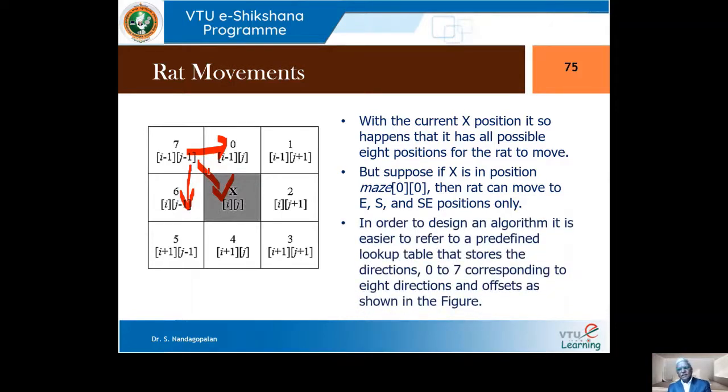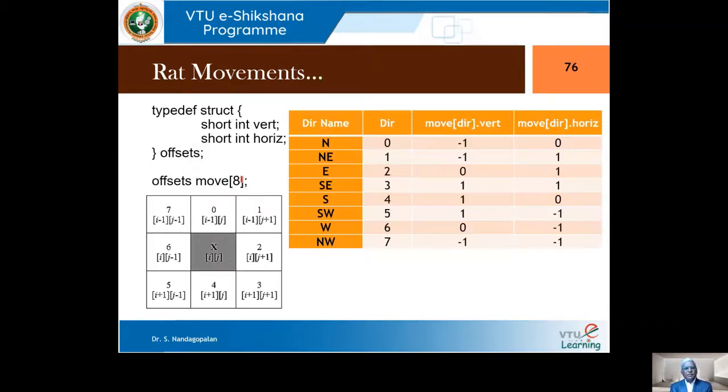In order to design an algorithm, it is easier to refer to a predefined lookup table, because now we do not know when the rat is here whether we have 3 moves or 8. Every time, instead of calculating it, we can readily get this information from a pre-stored table, which we call a lookup table. So how does it look? It looks something like this.